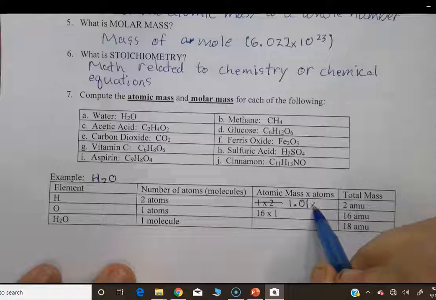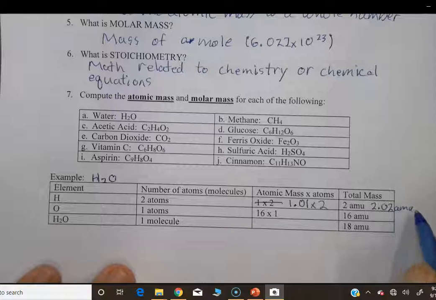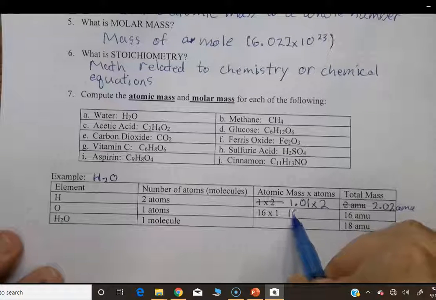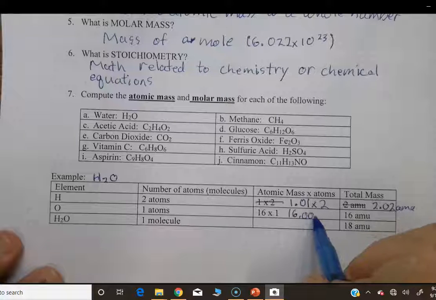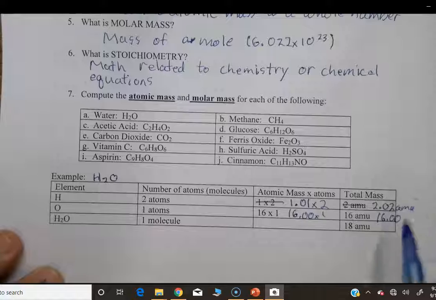So if you multiply that by 2, you end up with 2.02 AMU, atomic mass units. Remember, the atomic mass unit is the mass of a single proton or a single neutron. Okay. Now oxygen, there's one atom. It's 16. To be proper, we should call it 16.00 times 1, and that's going to give us 16.00 atomic mass units in a water molecule for the oxygen.